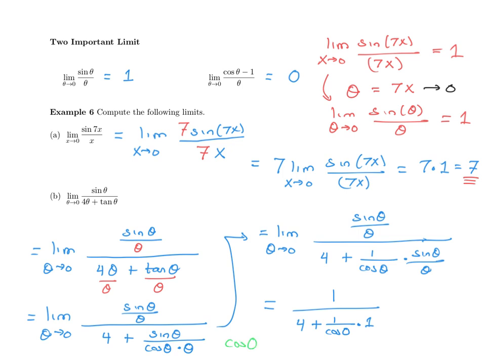Cosine of 0 is 1. So this is 1, this is 1, and the product is 1. If I add 1 to 4, we get 5. The limit, the answer, is 1/5, and that is the final answer.